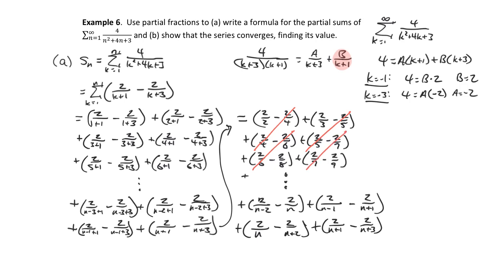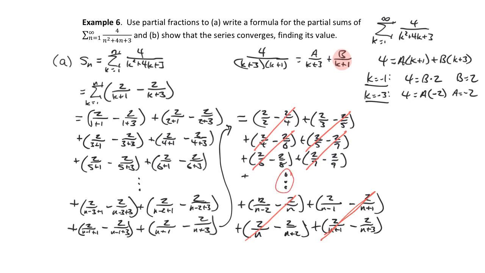If I look down towards the bottom, we end up with the 2 over n minus 2 over n there. So those knock each other out. We end up with 2 over n plus 1 minus 2 over n plus 1 there. Those knock each other out. And then we have this dot, dot, dot business. There's a bunch of stuff going on there.